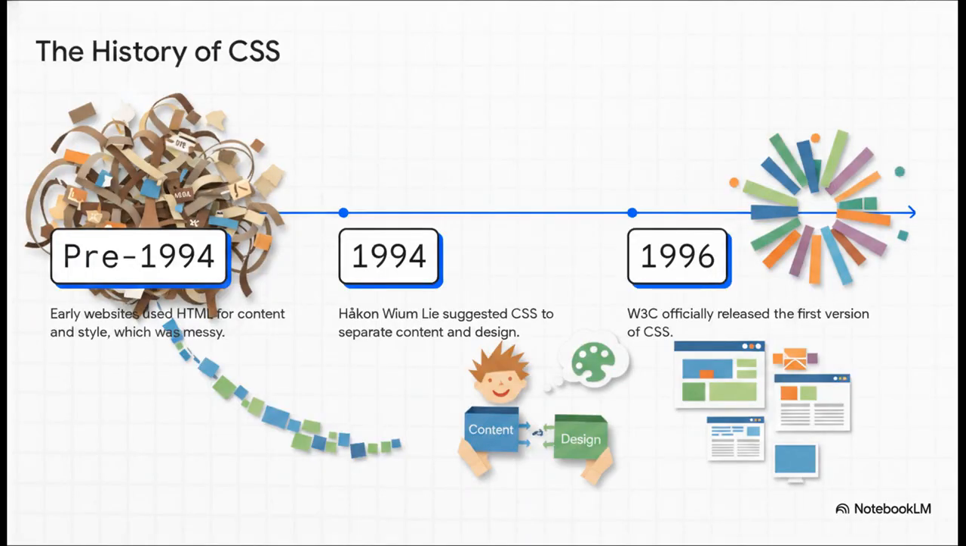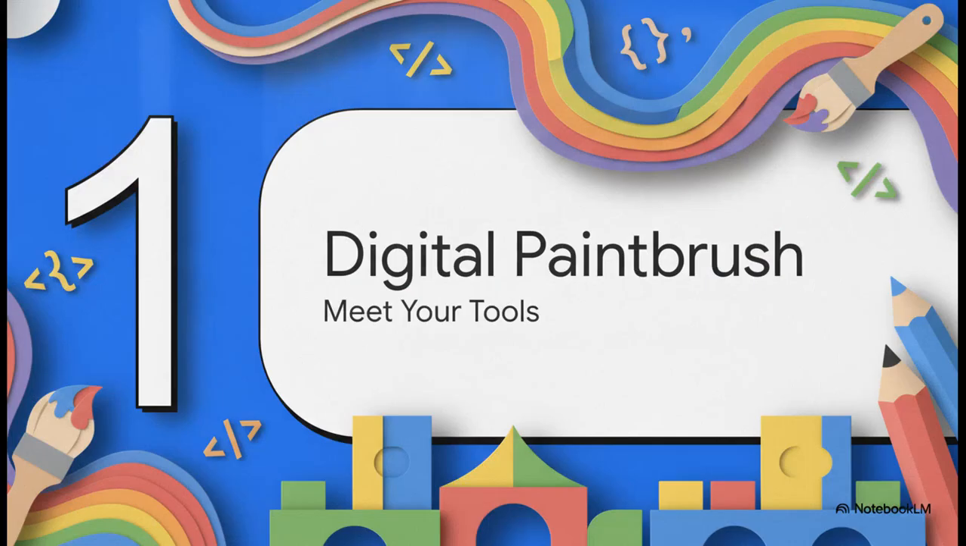Now, before we actually start writing code, let's do a super quick history rewind. Back in the early days of the web, we're talking pre-1994 here, developers had to mash all their design instructions right in with their HTML content. It was a messy, confusing nightmare if you wanted to update anything. That is, until a computer scientist named Håkon Wilhelm Lie had a massive eureka moment. He proposed a wild idea. Hey, let's completely separate the actual text from the visual design rules. By 1996, the first official version of CSS hit the scene, and let me tell you, it completely revolutionized how we build the internet.